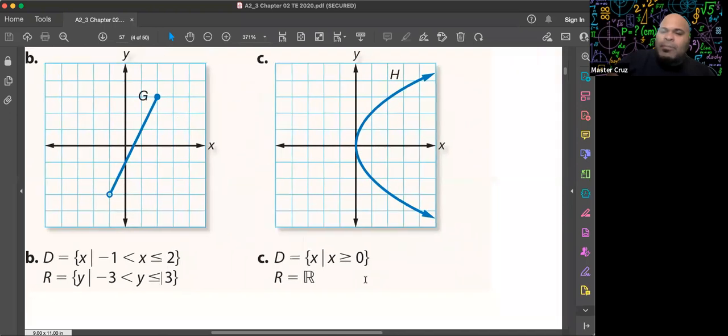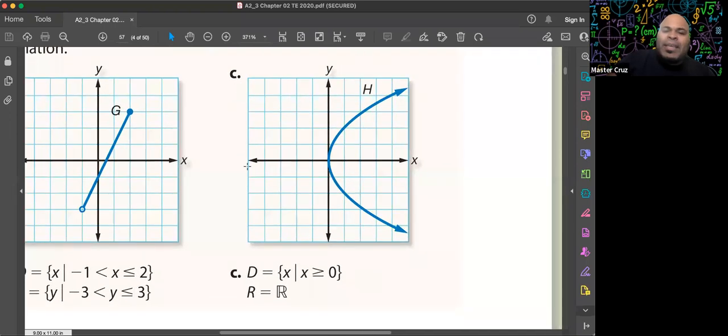Let's do it one more time. If I look at C and I'm only looking at the x-axis, I'm looking at all this, all this, all this. There's nothing until I hit 0 for the x value. And then this keeps going forever, because as you can see, it has an arrow that keeps going to the right forever. So x is greater than or equal to 0. All that means is that all numbers greater than 0, positive numbers, are part of the domain.